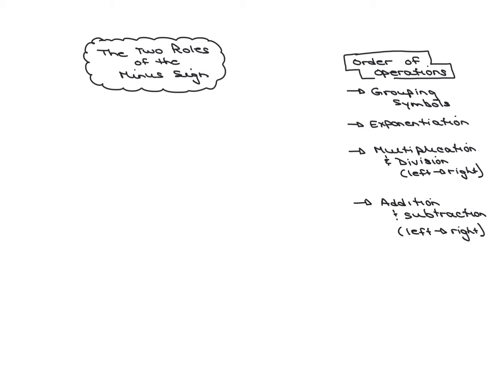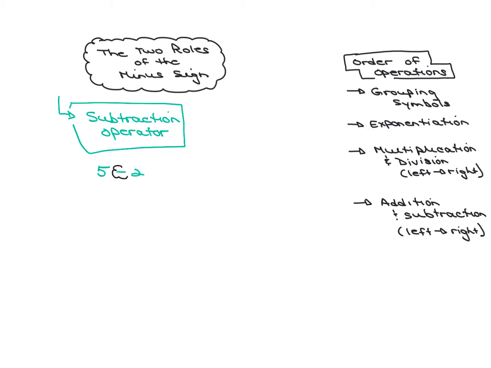In this video, we're going to discuss the two very different roles of the minus sign in mathematics. All right, so the first role is one that you're super familiar with, and that is using the minus sign to represent the subtraction operator. And you've known about this probably since first grade. So for example, 5 minus 2, the minus sign is the operator. Okay, totally got that one. And that, of course, is equal to 3.